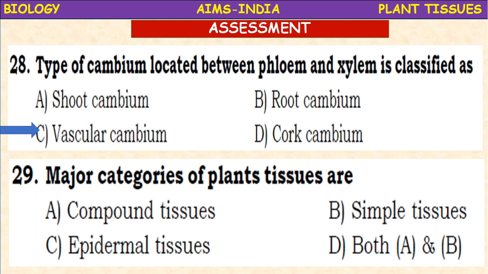The major categories of plant tissues are simple tissues, compound tissues, epidermal tissues, or only simple and compound tissues. The major categories are both simple and compound tissues, because simple tissue only contains ground tissue. The bulk of the plant tissue is ground tissue. So here the major categories of plant tissues are simple and compound.